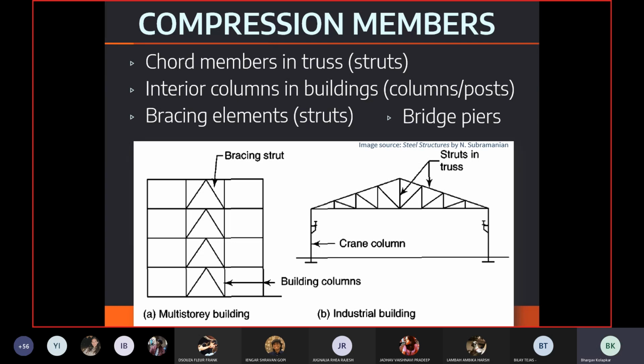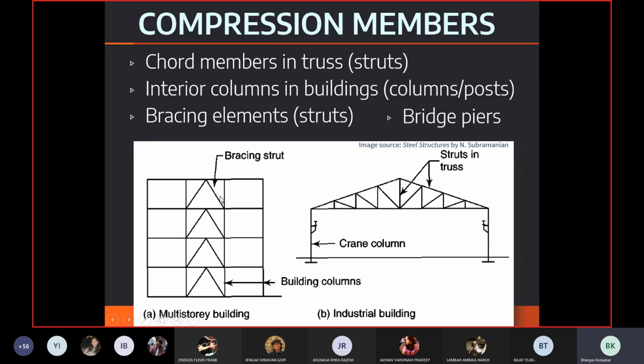So common examples of compression members are chord members in trusses. So the top chord and the diagonal chord members are a few examples of compression members. And interior columns in buildings. Now I think you already know why I say interior column, because edge columns are likely to be subject to axial load and uniaxial bending, and the corner columns are likely to be subject to axial loading and biaxial bending. And that's the reason I say interior columns of the buildings.